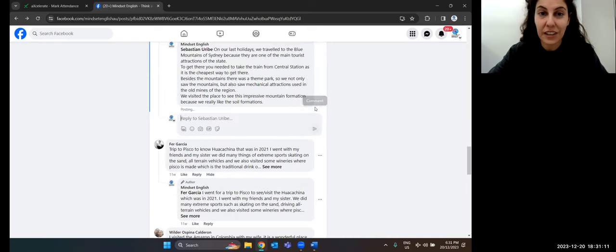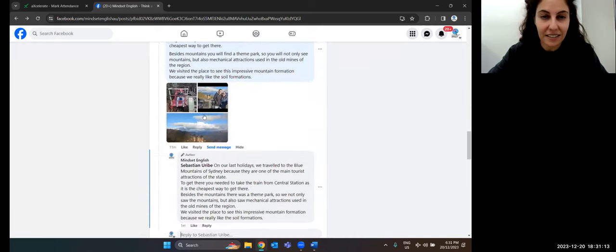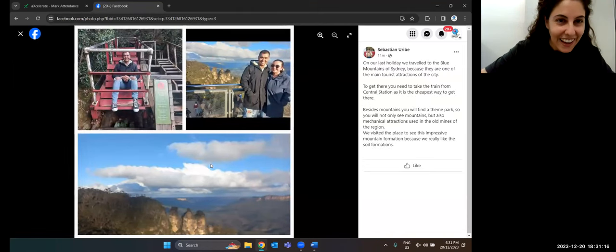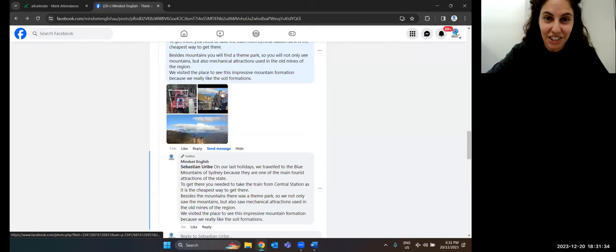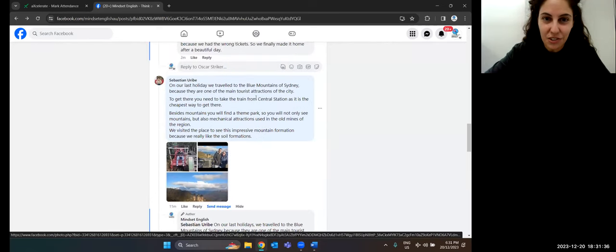Interesting. So they're both interested in the land and the soil and ground. And that's so cool. That's what they used to use in the mines. So I'm guessing this was when they went under the ground. And that's really cool. So there's the mountains. So beautiful. I want to go here. Beautiful. So you and your wife. So thank you for sharing, Sebastian, too.